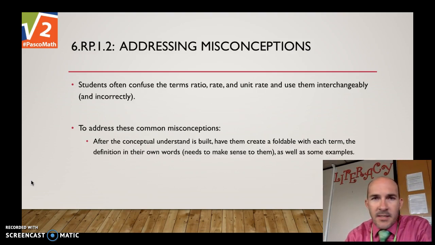As for the misconceptions, students often confuse the terms ratio, rate, and unit rate, and they use them interchangeably and often incorrectly. And so to address this misconception, after the conceptual understanding has been built through context, because that's very important, have them create a foldable with each term. The definitions in their own words need to make sense to them, and allow them to provide examples, and also non-examples, so they can really make sense of what a ratio, rate, and unit rate are and what they are not.